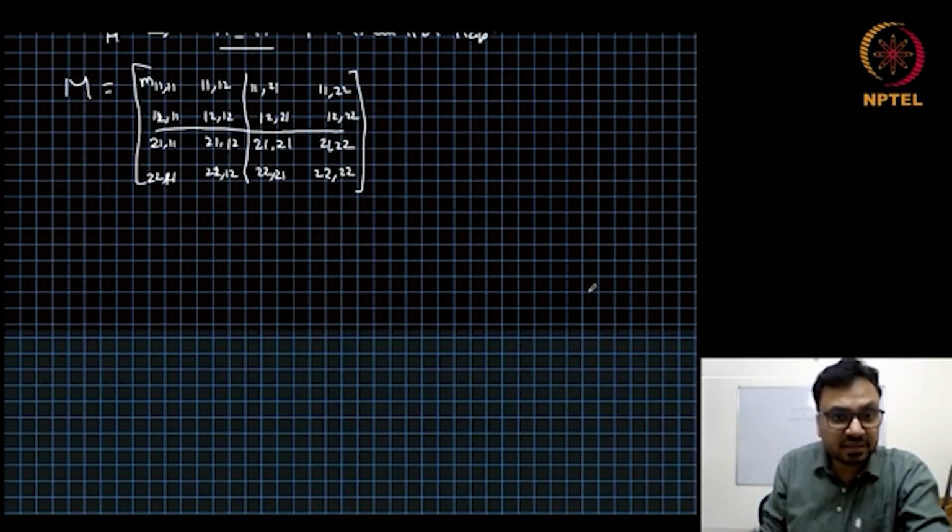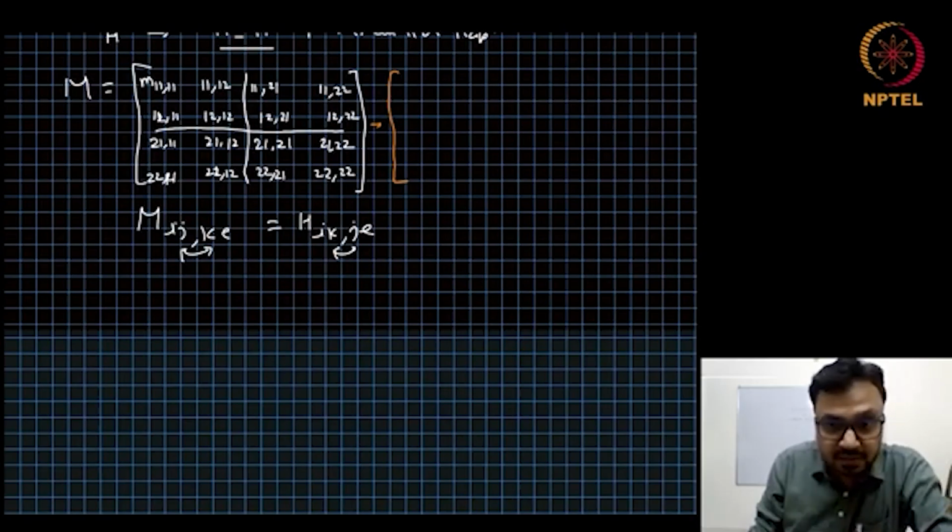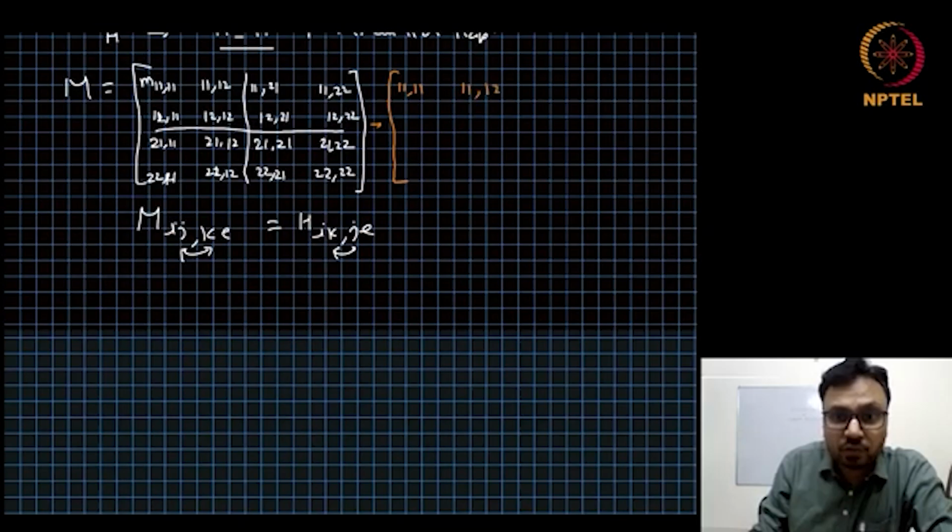Just see the relation that M IJKL is the same as H IKJL. So we have to interchange the middle two indices. If we do that, then we get a matrix. We just keep the local position as such. So it's 1111, 1112.